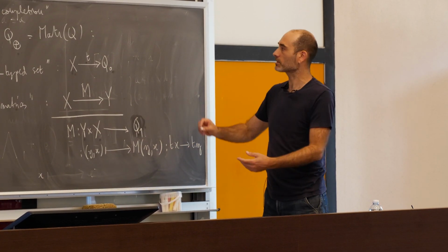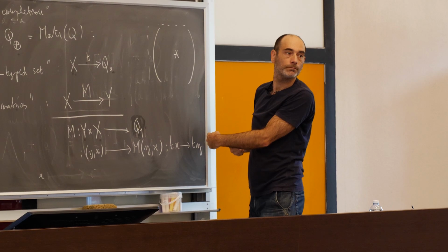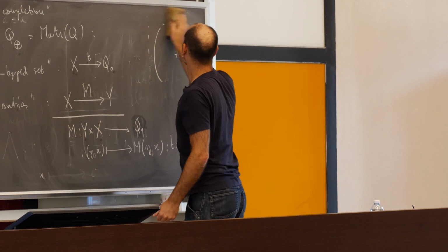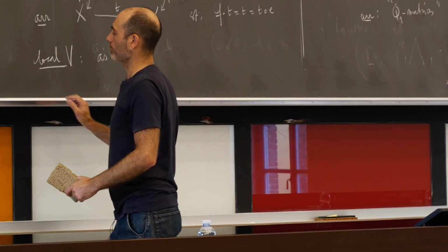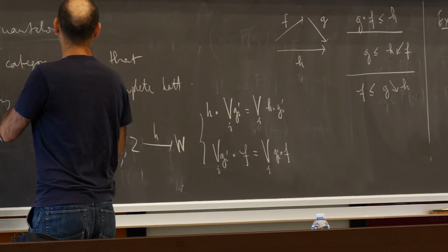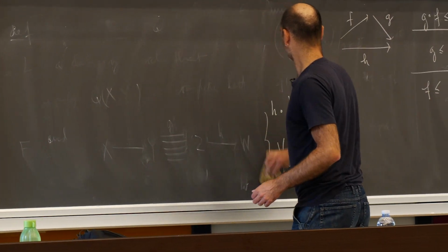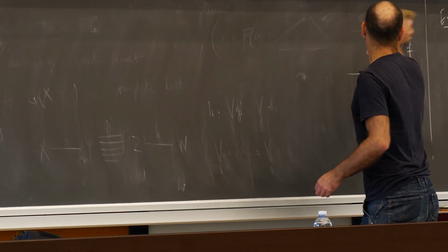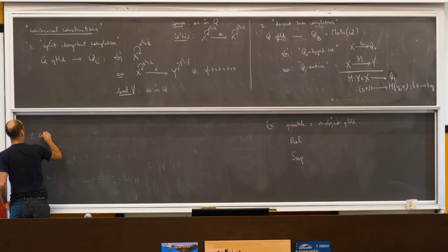Okay, so it's a matrix. It's a gigantic matrix. It's indexed. It has lines and columns, if you wish. And in position X, Y, there is an arrow with appropriate domain and codomain. Okay? Now I have to give you a composition law, and in fact it's matrix composition.